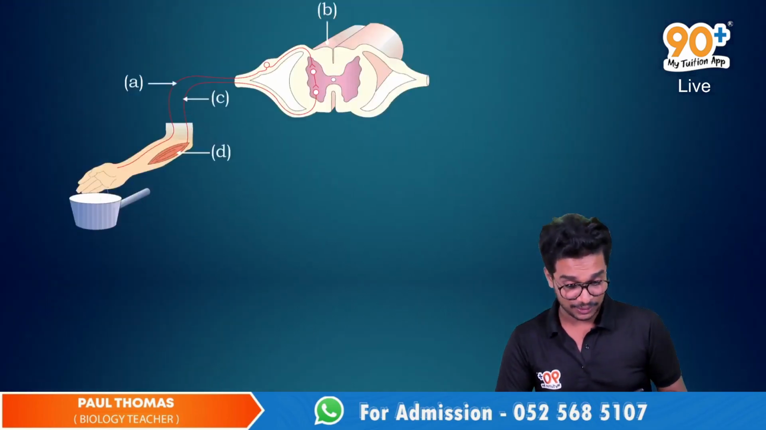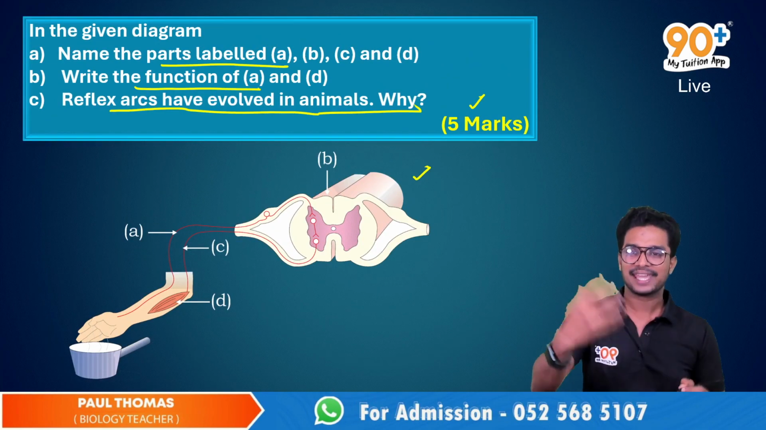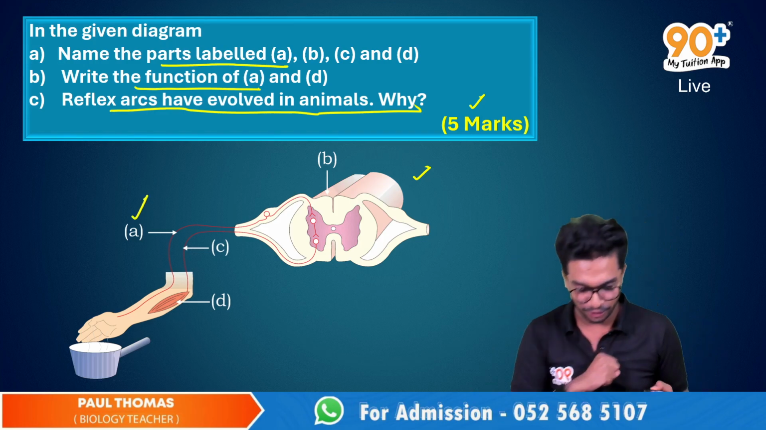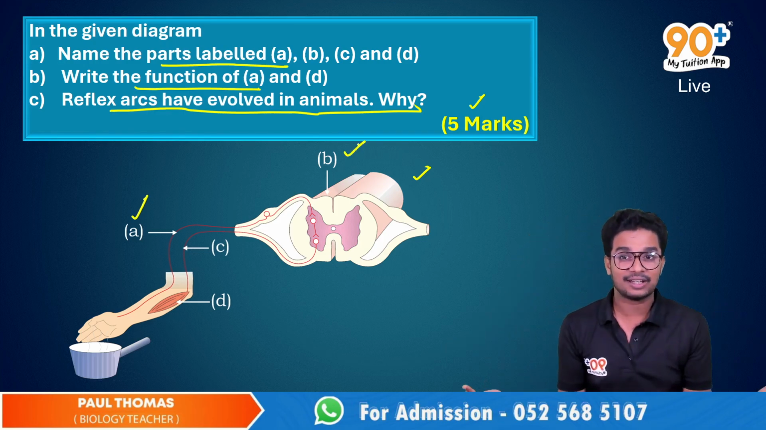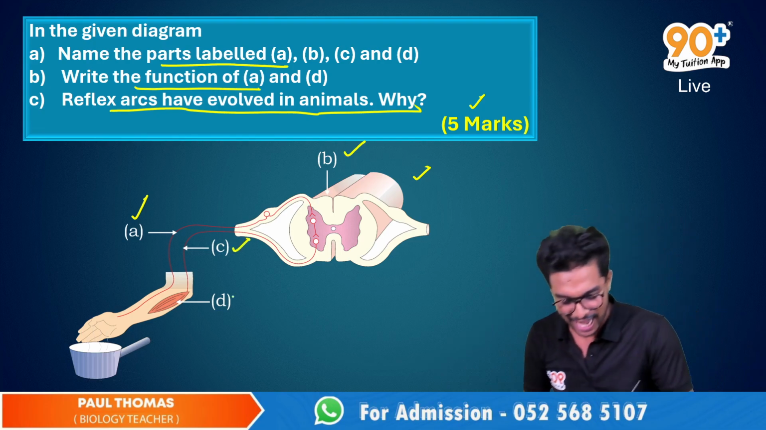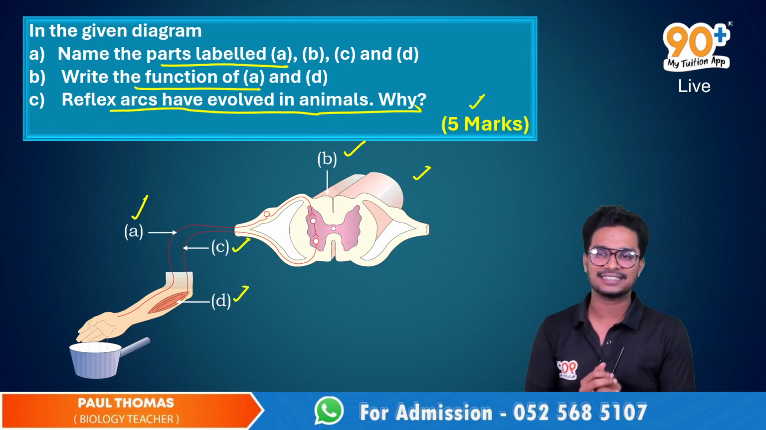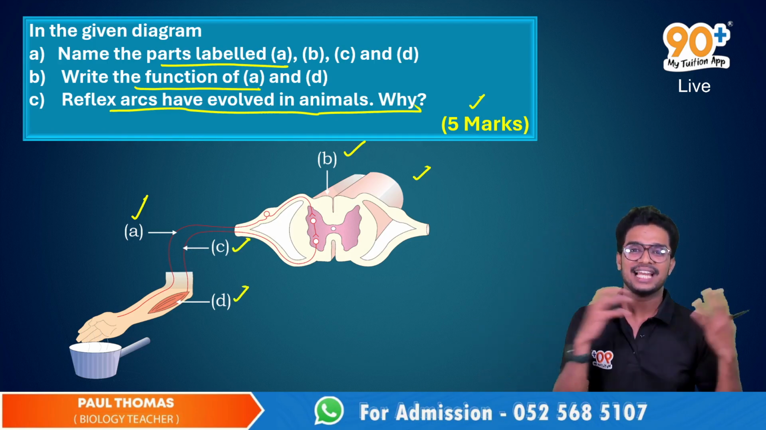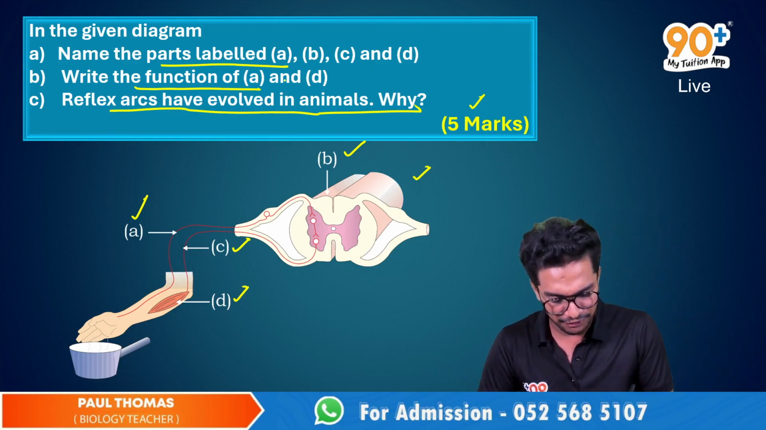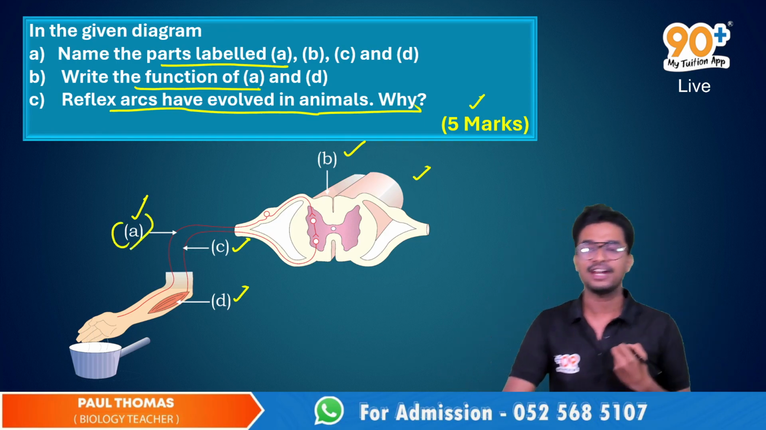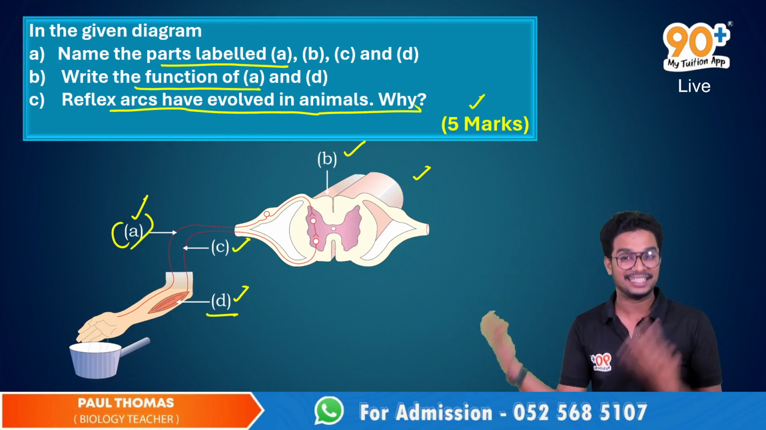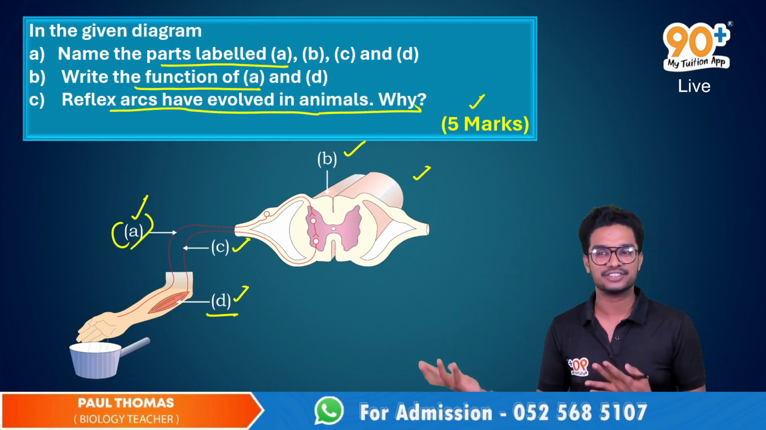And here we go, that question again. Name the parts labeled A, B, C, D. A is a sensory neuron or afferent neuron, followed by B, the spinal cord, CNS, and C represents motor neuron or efferent neuron. Finally, in this reflex action, D represents the muscle in arm. The common name for D is effector. Now write the function of A and D. A means sensory neuron or afferent neuron, and D means muscle in arm. In this reflex action, the effector is the muscle in arm.